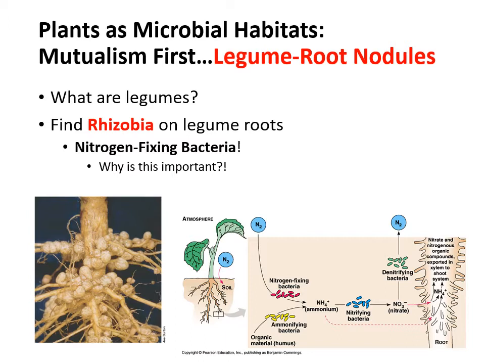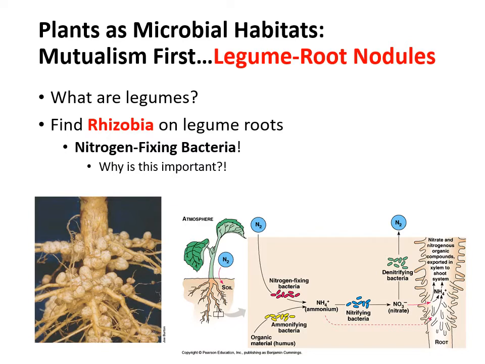Now, when we talk about microbial symbiotic relationships, you can also have plants involved. So plants can be a microbial habitat, and we'll talk about the mutualism example of the legume root nodules, okay? First off, when you hear the word legume, what examples could you think of? Well, these are things like soybeans, peas, all of those kinds of yummy little foods that you've encountered before.